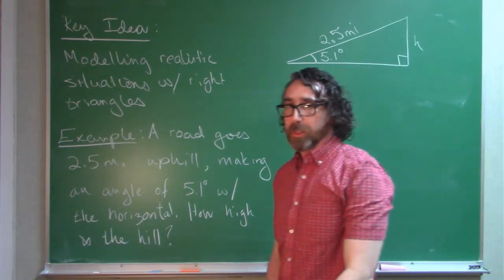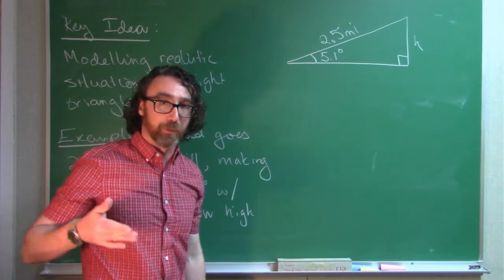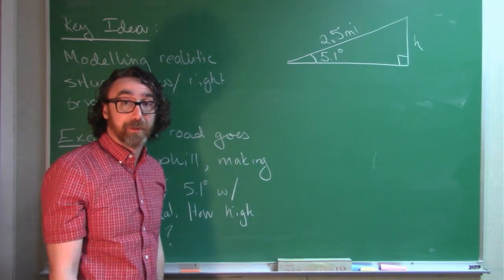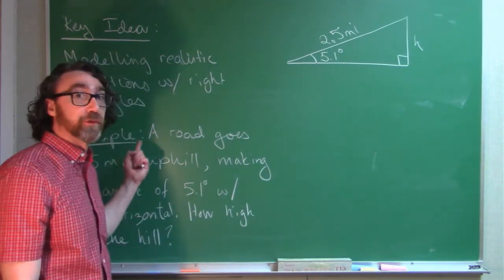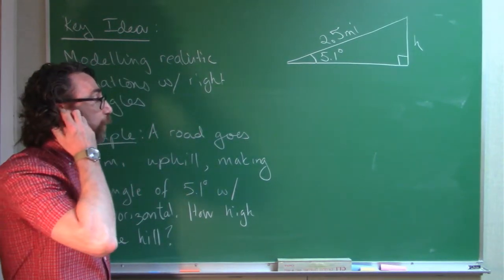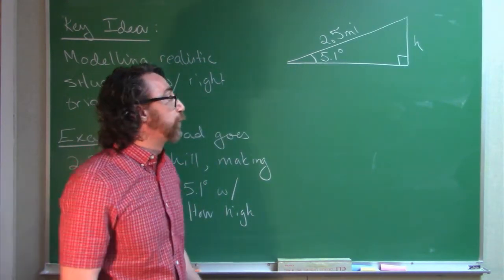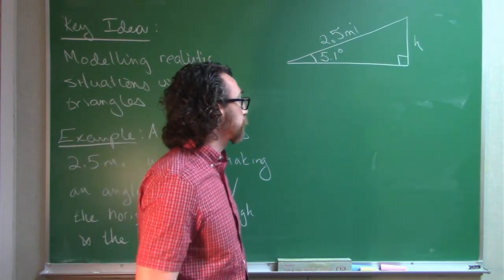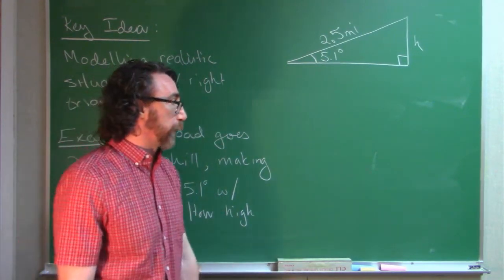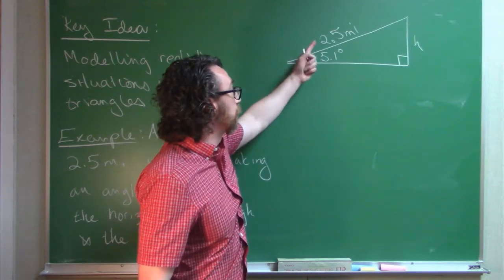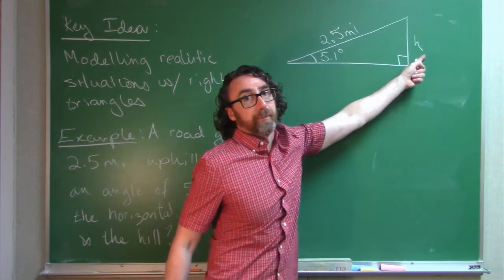So we're pretending that we've taken a slice of the hill and we're looking at the cross section of that slice, modeling the hill with a triangle, basically. Modeling with a right triangle. And we're going to use the principles that we discussed in our last video to figure out this height h. So the question is, what do we have and what do we want to know? Well, we have this angle and we have the hypotenuse. We want to know that side length.